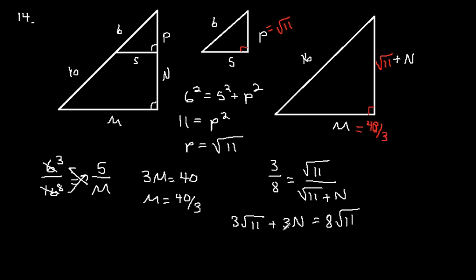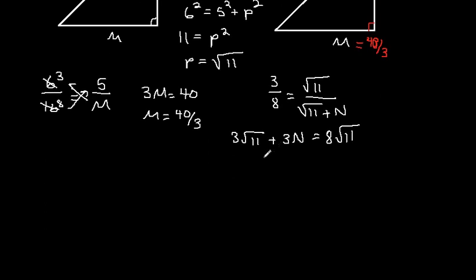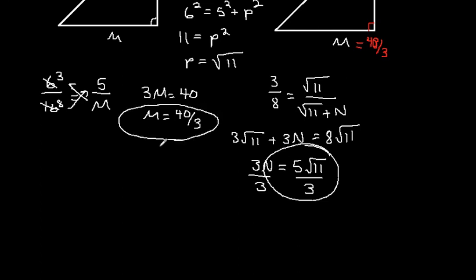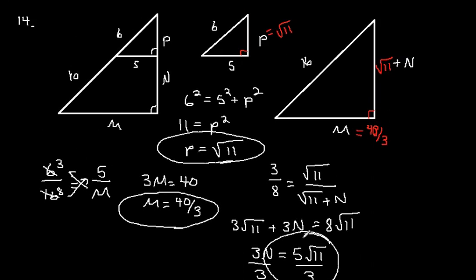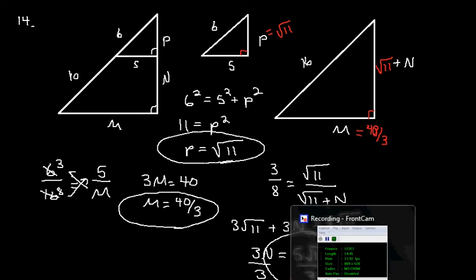Get the n by itself, so we're going to get 3n equals, subtract that, 5 square root of 11, divide both sides by 3, and I'm hoping this is the right answer. So we get 5, that wasn't so bad, was it now? So we get n equals 5 square root of 11 over 3, m equals 40 over 3, and p equals the square root of 11. I don't have my answers with me, so I'm not sure if I made a mistake or not. So I'm going to end this video for now and do another one in a few minutes.